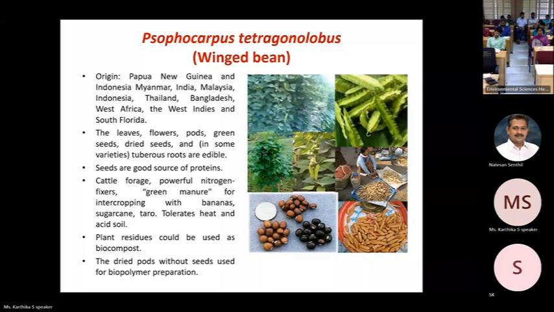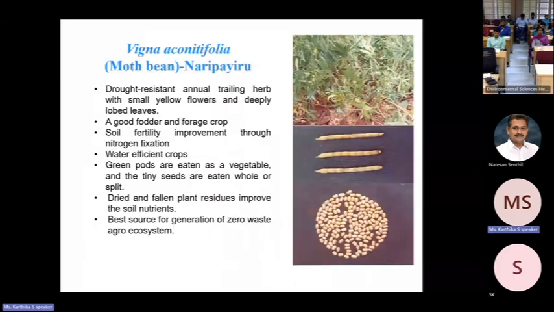Another thing, Vigna unguiculata subsp. or Vigna aconitifolia, you know, all this Naripayar. It's a wonderful fodder crop, a dry-condition, water-efficient crop. We can consume it; only trypsin and chymotrypsin inhibitors are present, other factors are very few. It has good biomass productivity, good for animal production, and all these things. So it won't make any waste. Zero waste. Similarly, the allied species, Vigna trilobata.